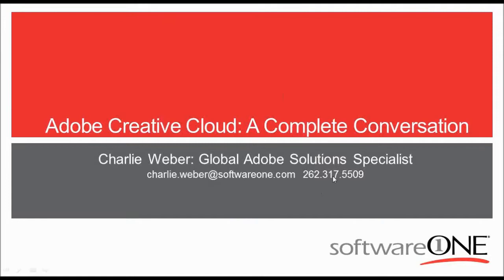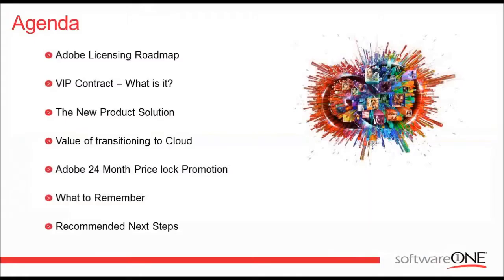So first, just an overall agenda, and I don't want to deep dive into a lot of product, but more focus on the licensing and strategy and how to optimize the footprint. First we'll go over a brief Adobe licensing roadmap. Then we'll discuss the new subscription model and the contract that's associated with it, the VIP. A brief overview of the Creative Cloud products, and then the value of transitioning over into the cloud model as a whole, the incentives that are attached to it, and then a recap of what to remember and what we can take away from the webinar and take back to your organizations as a whole.